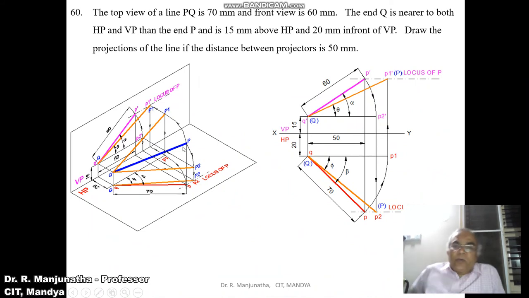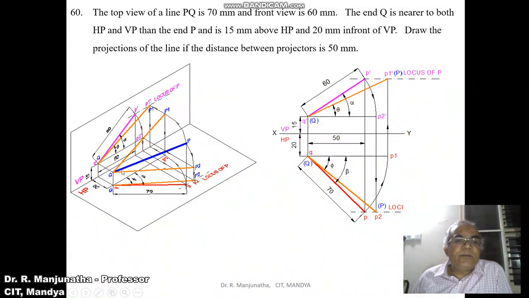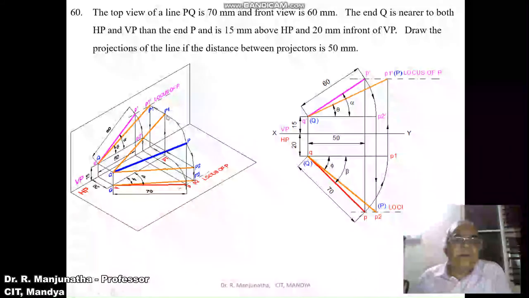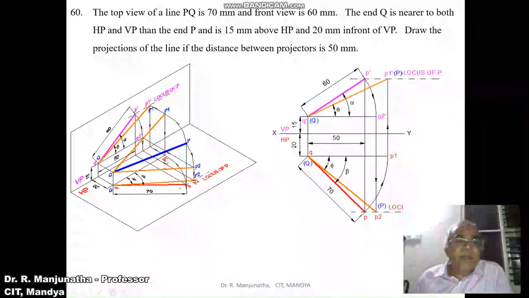Now we need to find the true length in the vertical plane. To find the true length in the vertical plane, you have to make the line parallel to VP. With q as center, taking the line qp, you rotate it such that it is made parallel to VP. You can see here, this is the line made parallel to VP, so that p1 and q, both are in front of VP by 20 mm. When you look from the top view, that image will be here.